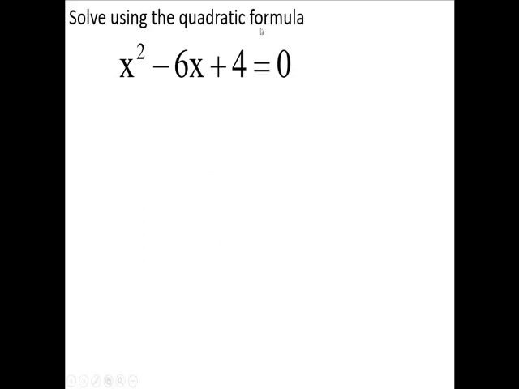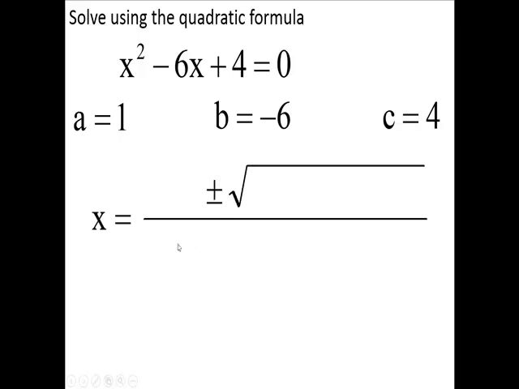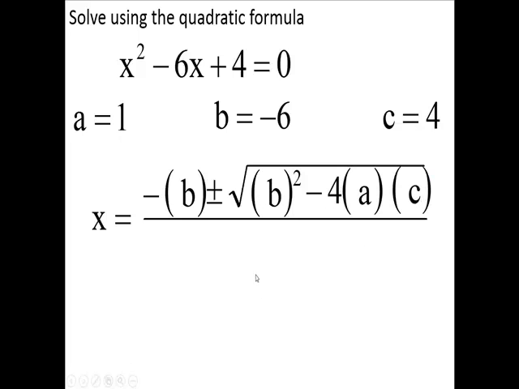Now we're going to use the quadratic formula to solve this. Where a is 1, see there's a 1x squared, isn't there? B is this number here, and C is this number here. And there's my quadratic formula. We have the opposite of b plus or minus the square root of b squared minus 4ac over 2a.